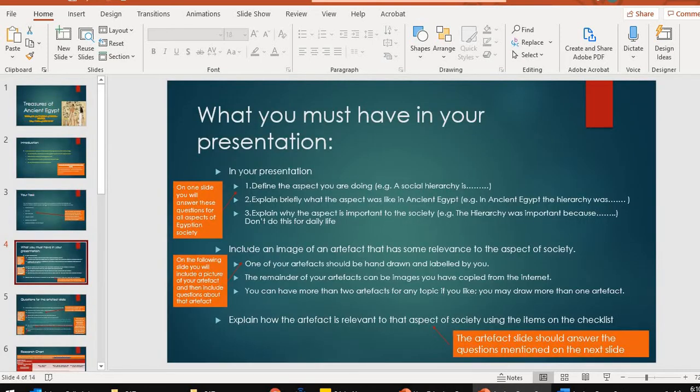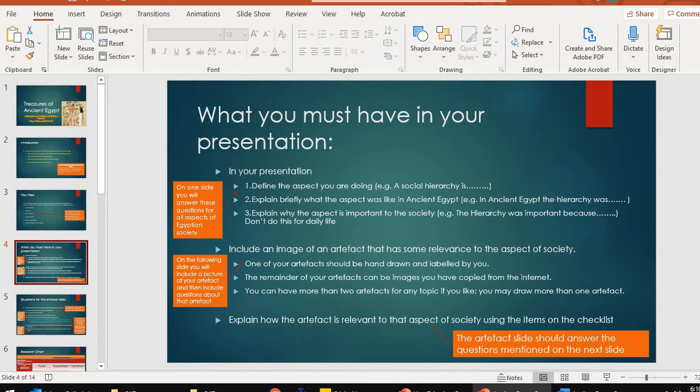So you need to include an image of an artifact that has some relevance to the aspect of society. Now, one of your artifacts should be hand-drawn and labelled by you. So, 1 out of the 6 that you need to do should be hand-drawn. Try to pick an easy one.